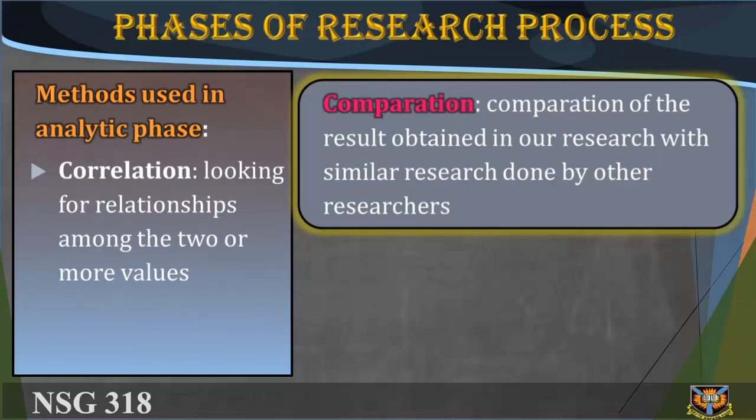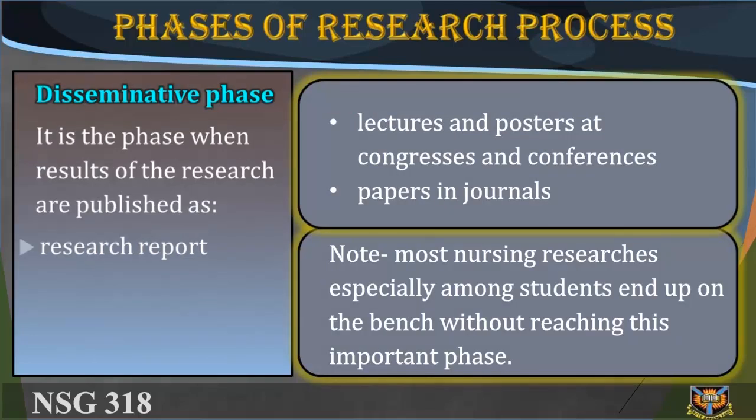Methods used in analytic phase. Correlation, looking for relationship among two or more values. Comparison, comparison of the results obtained in one research with similar research done by other researchers. Disseminative phase. In this phase, results of the research are published as research reports, lectures and posters at congresses and conferences, papers in journals. Notes: most nurses' researches, especially among students, end up on the bench without reaching this important phase.